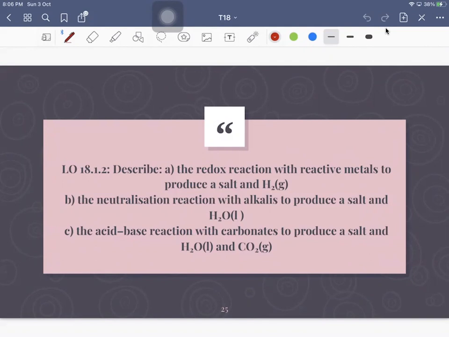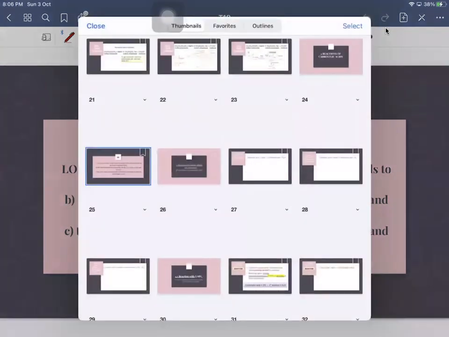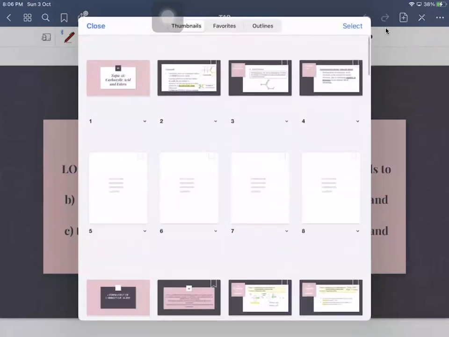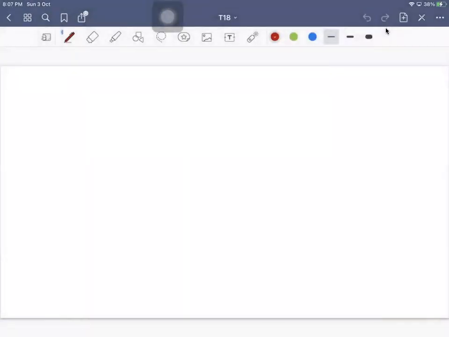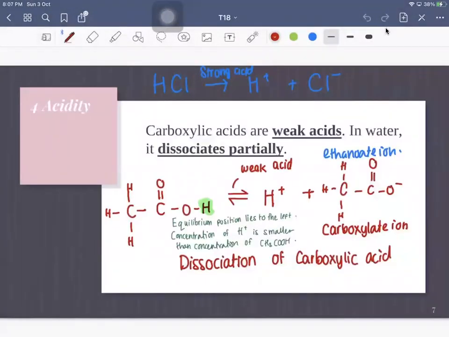So in the last lesson, we talked about how carboxylic acids behave as an acid, where they dissociate to release a hydrogen ion. This is similar to how normal inorganic acids, for example hydrochloric acid, nitric acid, and sulfuric acid, would react with alkalis, metals or carbonates. The only difference is in the salt that is produced.